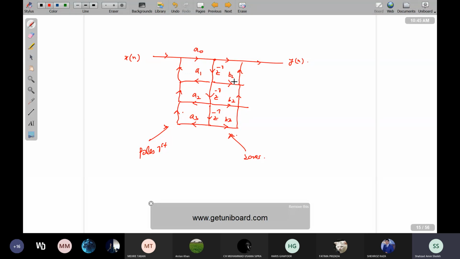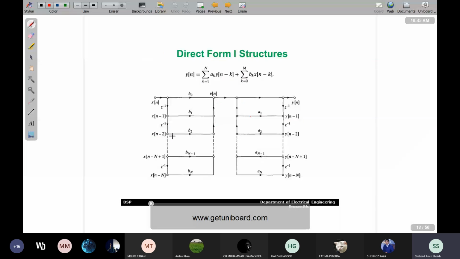In direct form 1 we were using the zeros first and the poles after that, as we were doing it here. This one, the zeros first, the feed forward component first, and the feedback portion after that.